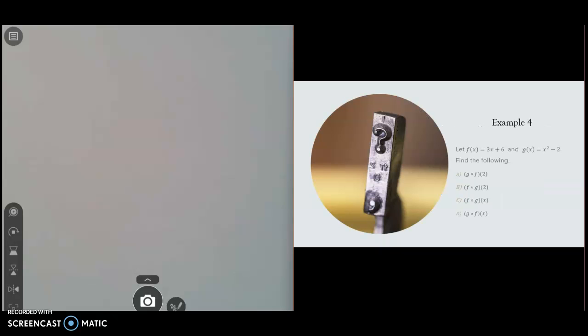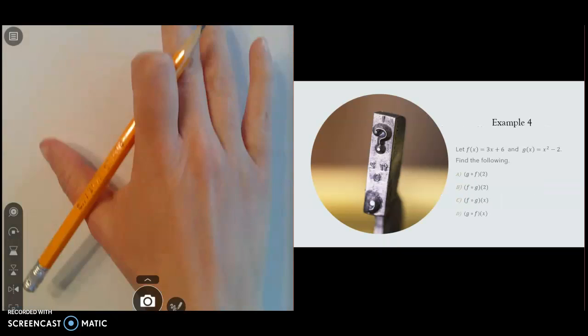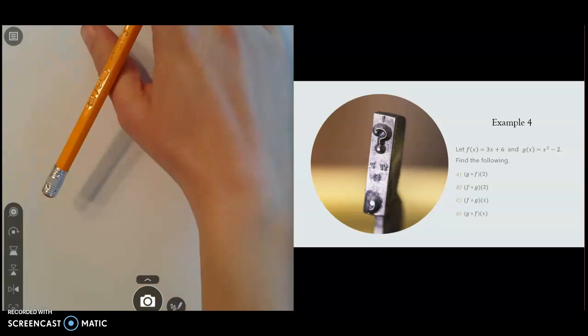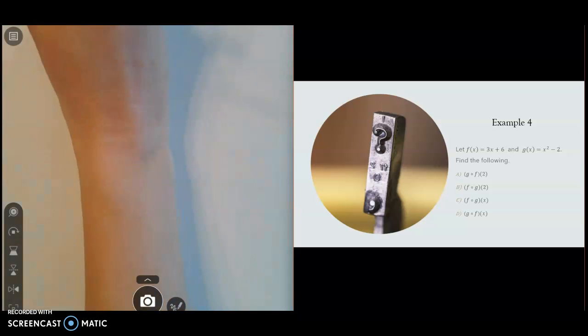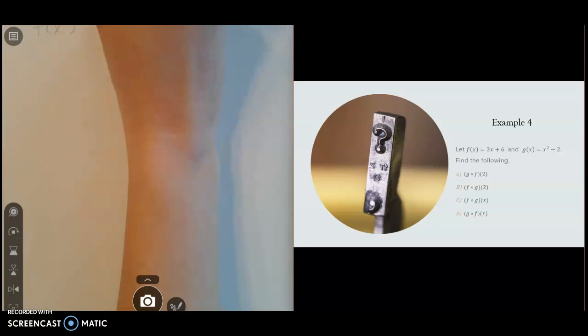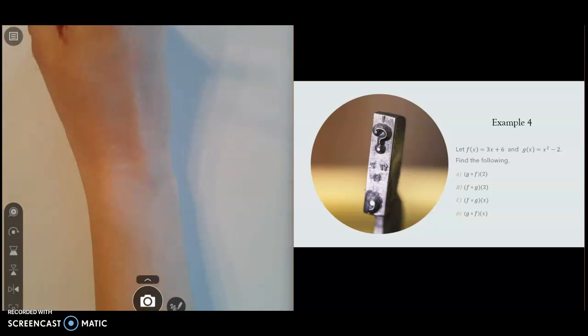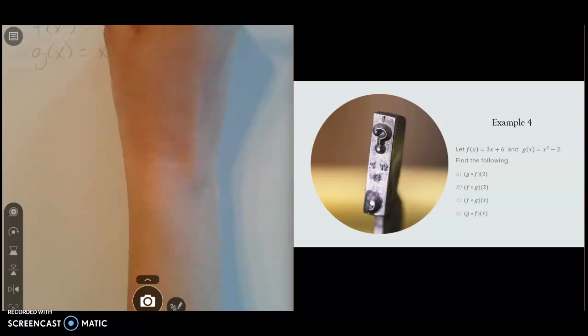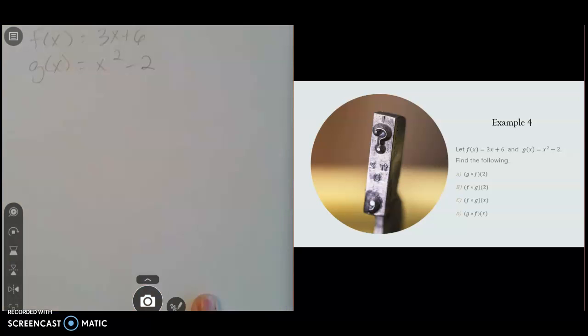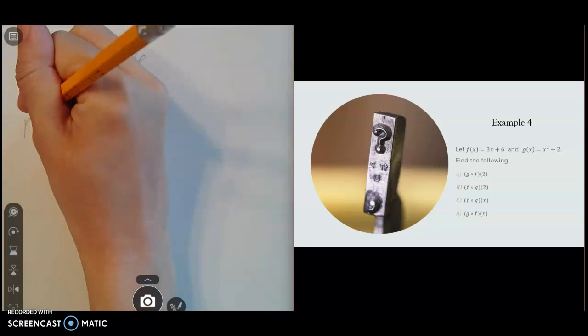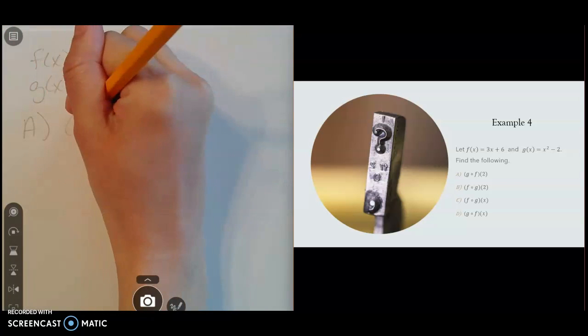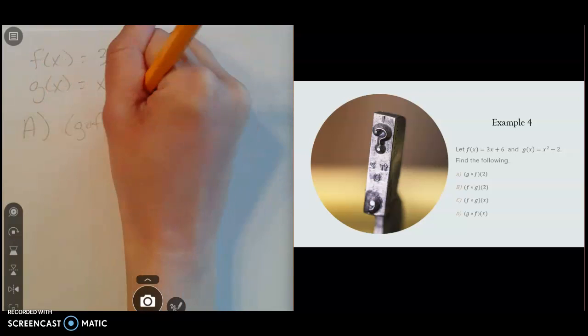So let's try a few. In example 4, we have f of x is going to be 3x plus 6. g of x is x squared minus 2. Just to make it a little interesting and different. The first thing we're going to do is g of f of 2.